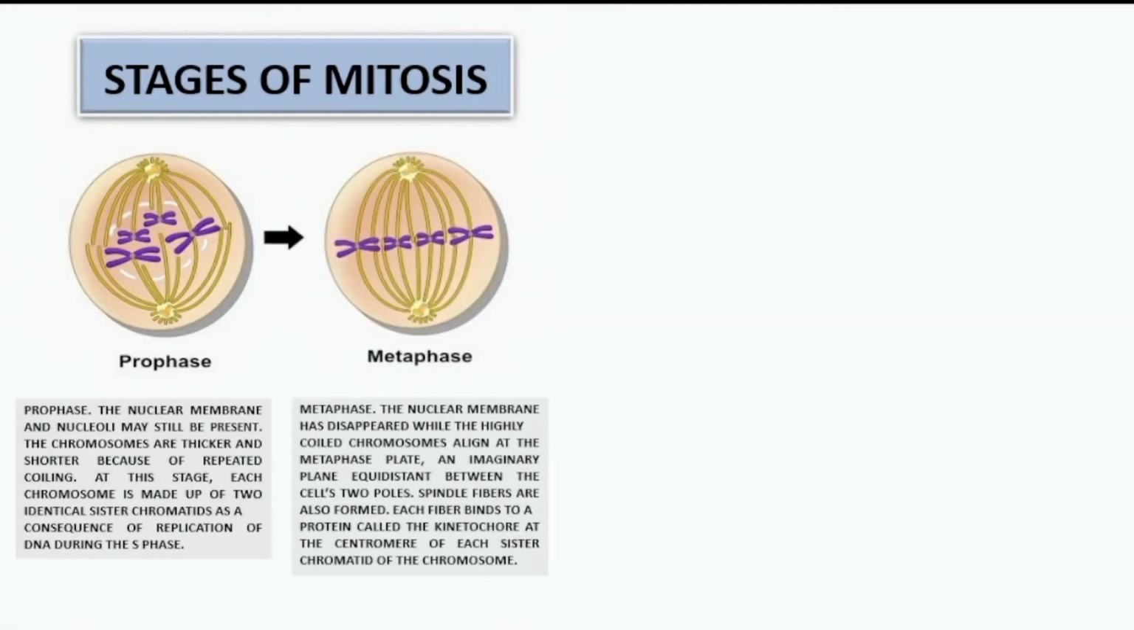The second stage is the metaphase. The nuclear membrane has disappeared while the highly coiled chromosomes align at the metaphase plane, an imaginary plane equidistant between the cell's two poles. Spindle fibers are also formed. Each fiber binds to a protein called kinetochore at the centromere of each sister chromatid of the chromosome.